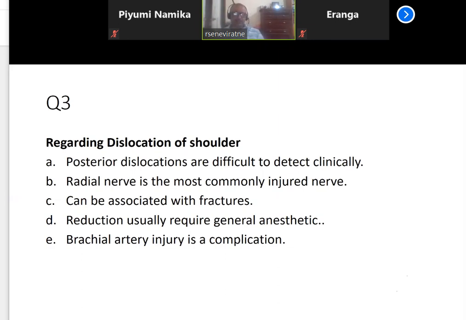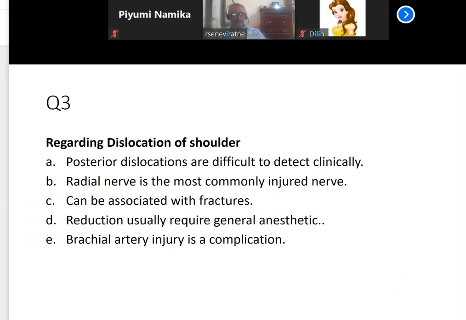Radial nerve is the most commonly injured nerve. False. For which nerve? Axillary nerve. Yeah, that's right. But in MCQs, somebody might say axillary nerve is a branch of radial nerve or something, but you can't go by that. You have to look at the spirit of the question. What we are looking at is axillary nerve. What he says is something else of the main trunk. It's wrong. So, answer is axillary nerve.